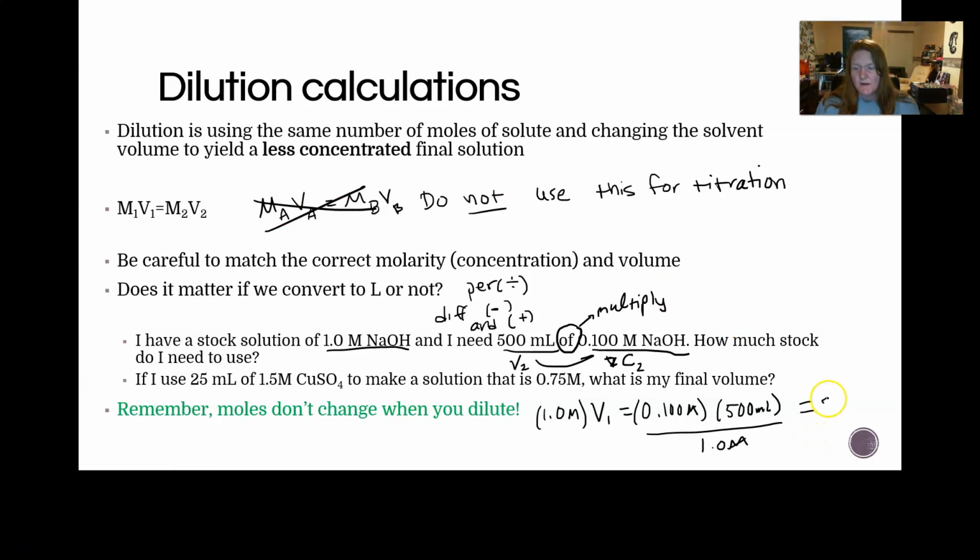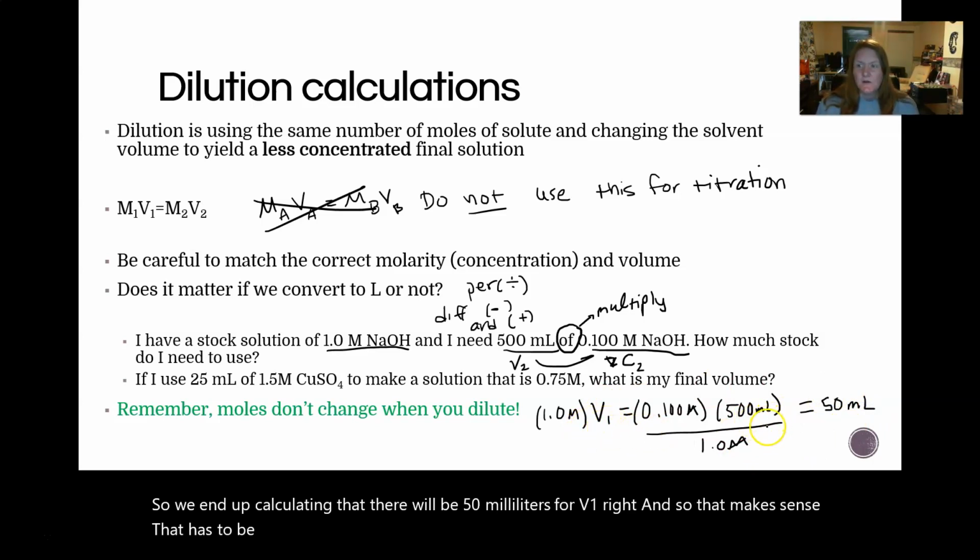So we end up calculating that there will be 50 milliliters for V1. All right, and so that makes sense. That has to be less than your final volume because you're adding water to dilute it.